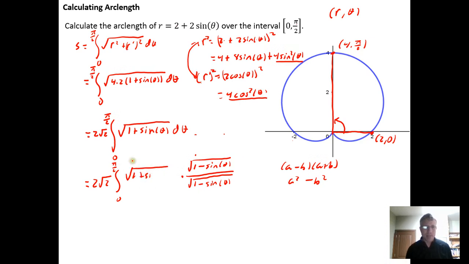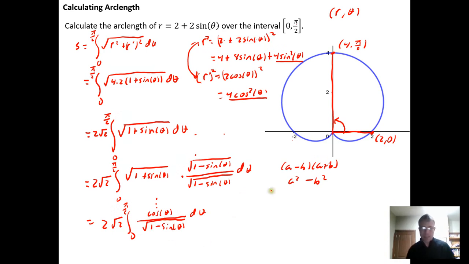So if you wound up, let's get them written back in here, 1 plus the sine of theta, and d theta. If you multiply this guy out and do some simplification work, you get 2 root 2 from 0 to pi over 2, and you wind up with the cosine of theta over the square root of 1 minus the sine of theta, which doesn't look good initially. This is d theta, but you make the substitution. Here you make a u substitution.